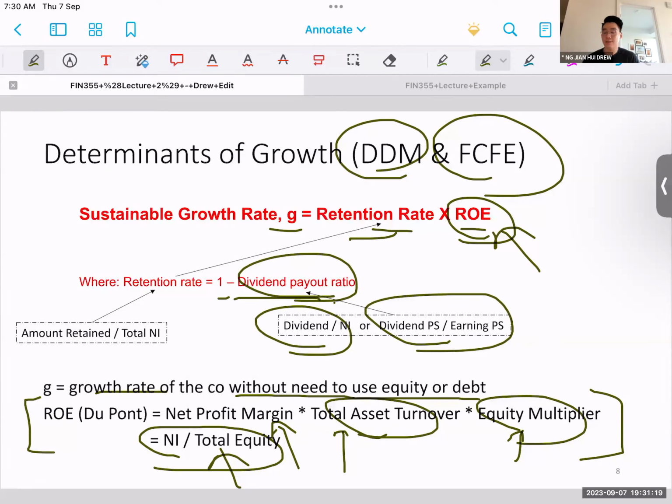Now, if we want to calculate retention rate directly, if we are given the amount retained, we can take the amount retained divided by total net income, right? So why does this slide exist? Because sometimes questions can be a bit tricky in the sense that they give you certain components. They don't give you retention rate or ROE directly. They give you the small sub-components, and then you have to derive retention rate and ROE.